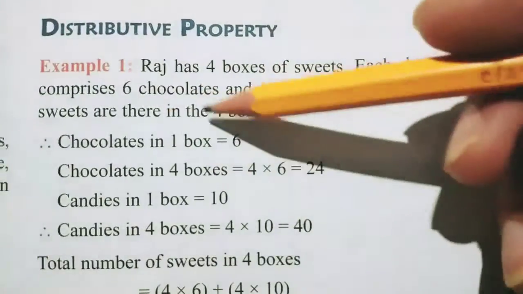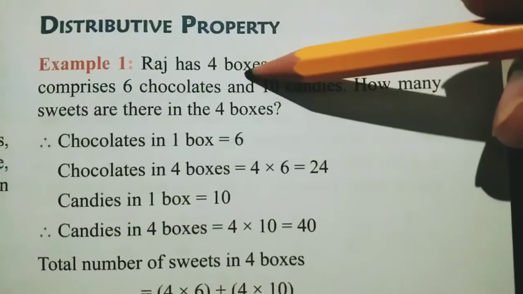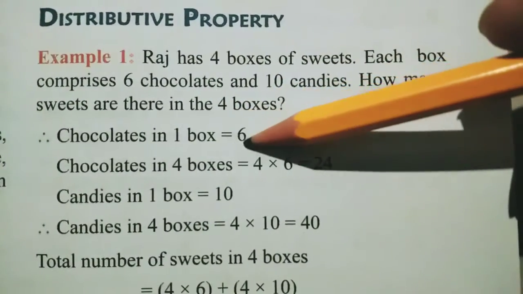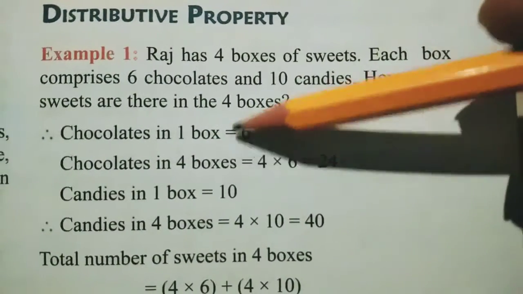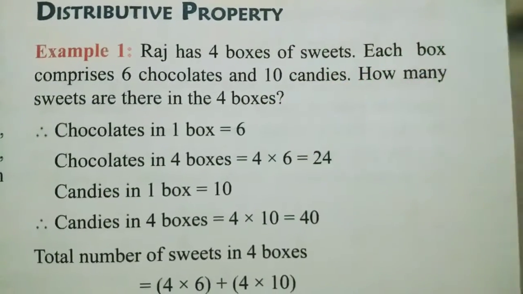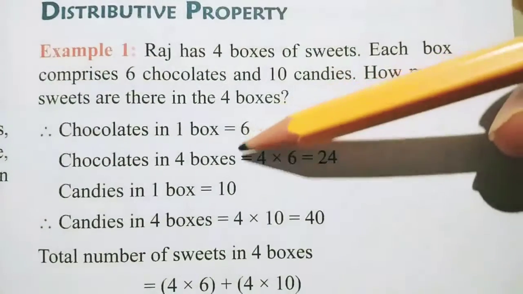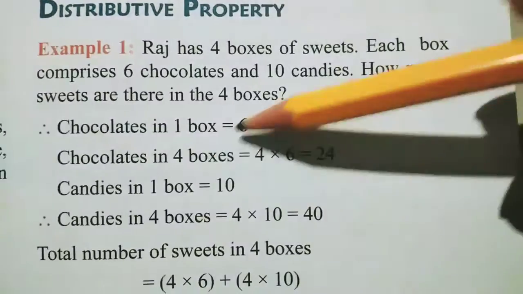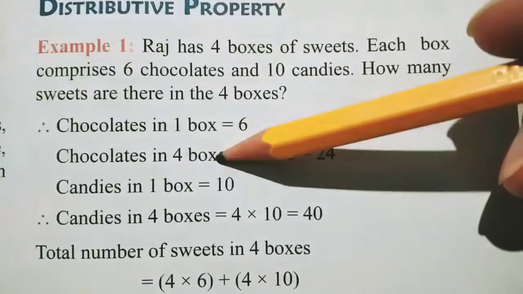How many sweets are there in 4 boxes? You have to find the total number of sweets in all the 4 boxes. So how can you find the total number? Chocolates in one box is 6, and chocolates in 4 boxes will be 4 into 6, you have to multiply it. You know this, I have explained it in many examples. So to find the total number of chocolates, you multiply 4 boxes into 6. So 24 chocolates in 4 boxes.